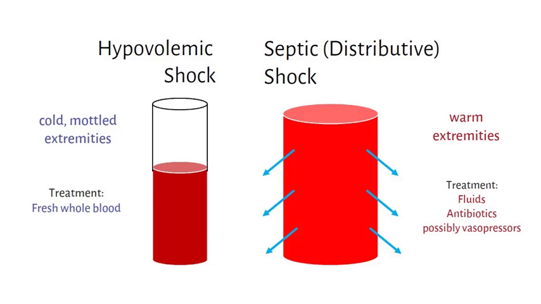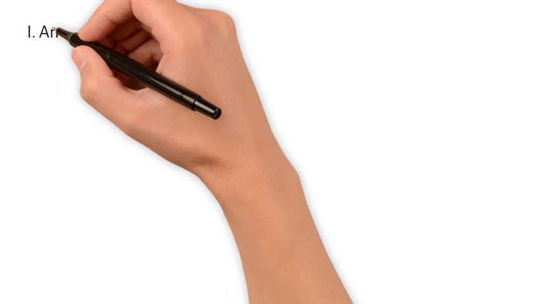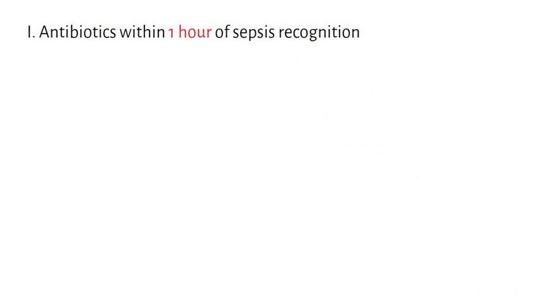Treatment of sepsis centers around antibiotics and fluids. The goal is to give antibiotics within 1 hour of sepsis recognition. When treating sepsis in the prolonged casualty care environment, the goal is to get the patient to a higher level of care as soon as possible.